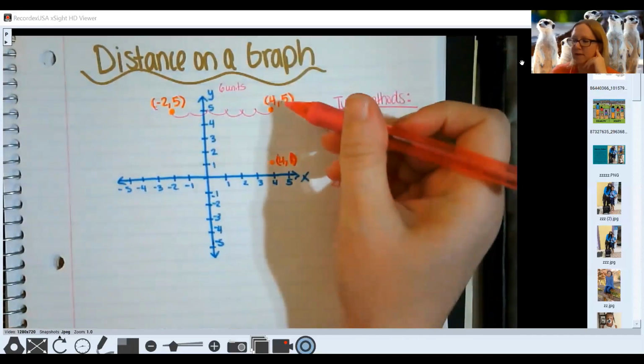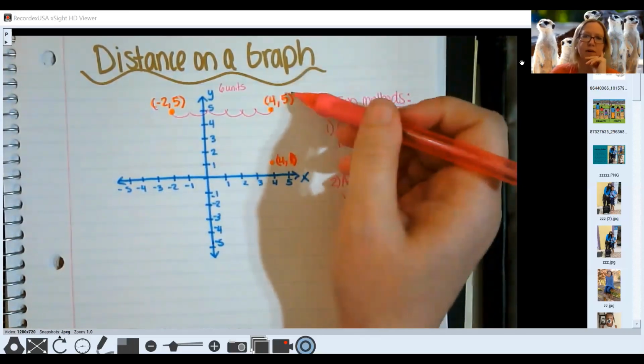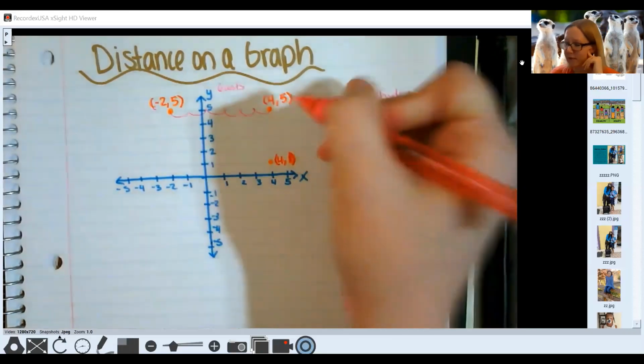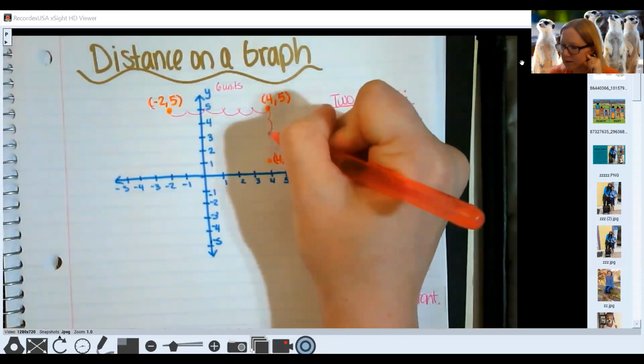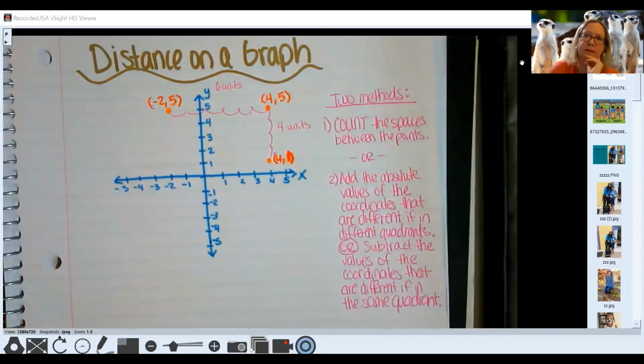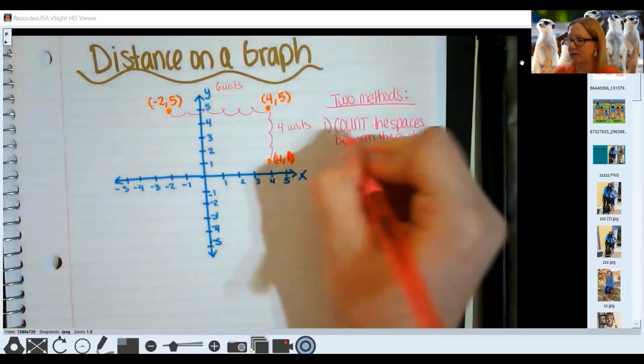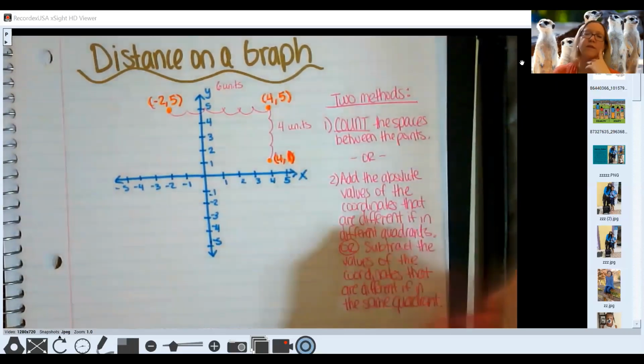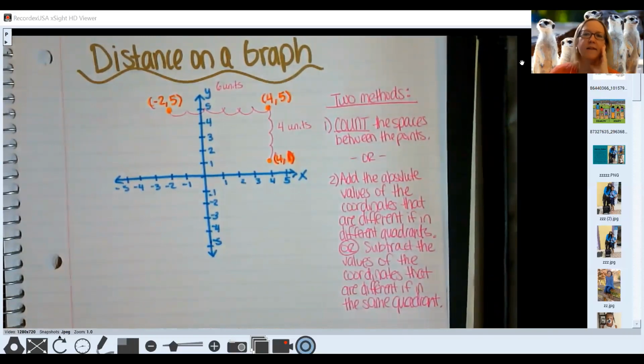All right, or if I wanted the distance between these 2 points, I have 4, 5 and 4, 1. If I count the spaces, it's 1, 2, 3, 4. Okay, so that's 4 units in between. So one method you can use again is just count the spaces in between. Okay, or there's another method that you can use.